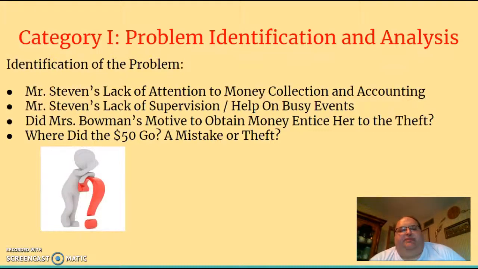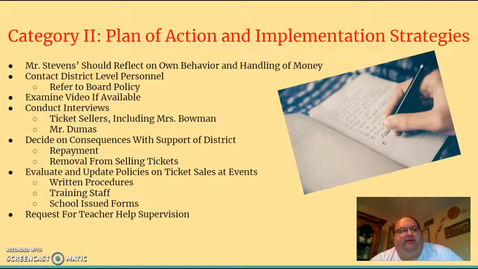Did Mrs. Bowman's motive to obtain the money entice her to steal it? And where did the $50 go? Was it a mistake or plain out theft?